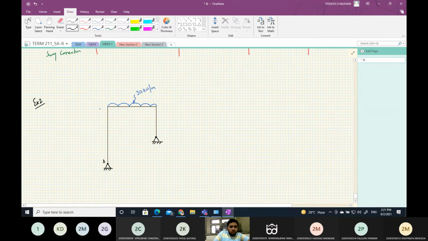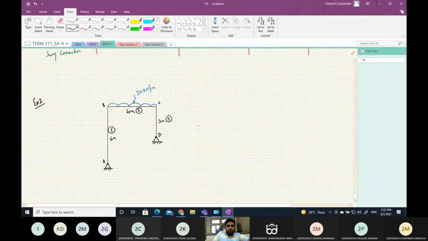Let this be A, B, C, and D. This is 6 meter, and moment of inertia is I. This is 4 meter and I. This is 3 meter and I. Okay. So now we have to analyze this frame.